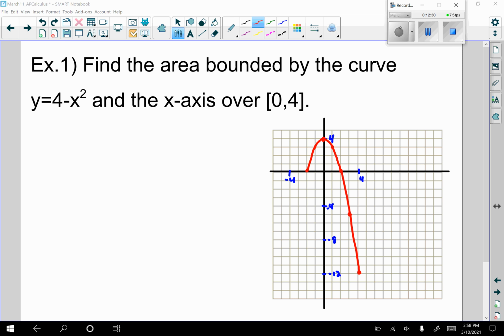All right, and this is what your graph should look like. Now you didn't have to go all the way over to -2, because again, we're just looking at from 0 to 4.